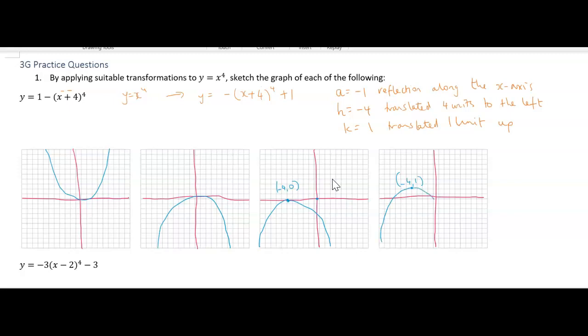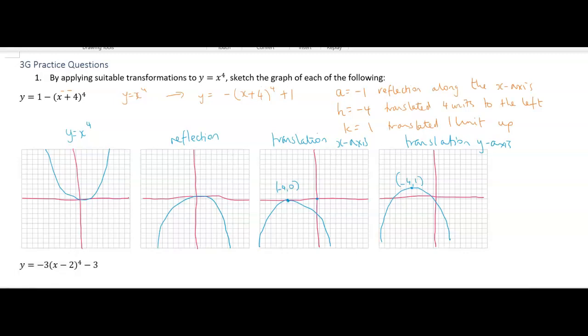Now, not the most accurate graph, but that's why you've been given several grids, so you can draw what's happened each time. So the first one, we've got just your y equals x to the power of 4. Then you've had your reflection. And then we had the translation along the x-axis and the translation along the y-axis.